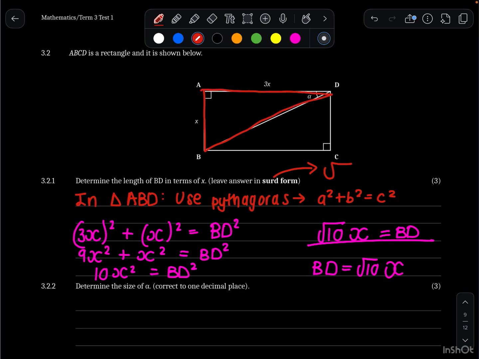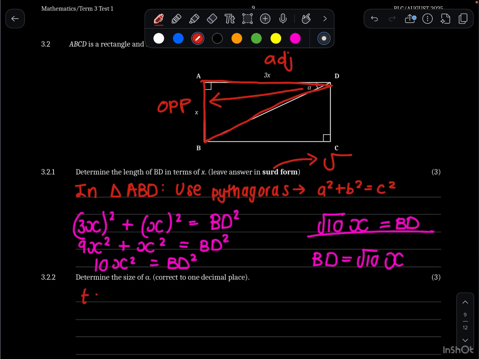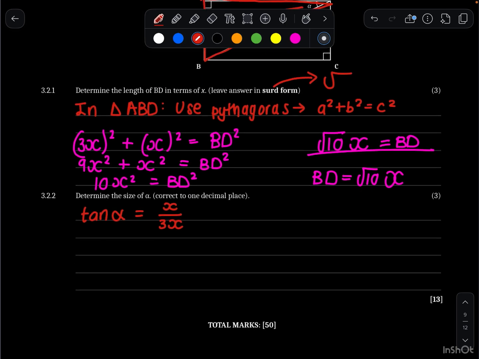This is alpha, so this is the opposite side. This is the adjacent side. Opposite and adjacent. Okay, so we can use tan there. So we can say tan of alpha is equal to, the opposite side is x, over the adjacent side is 3x. And actually we can cancel these x's here. So it's going to be tan of alpha is really just equal to a third, 1 over 3.